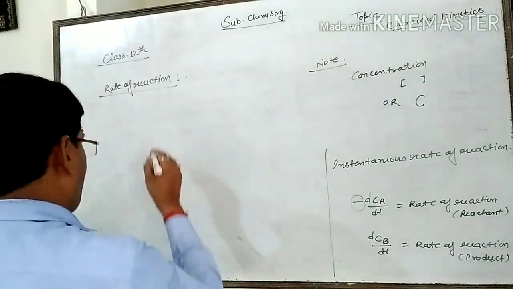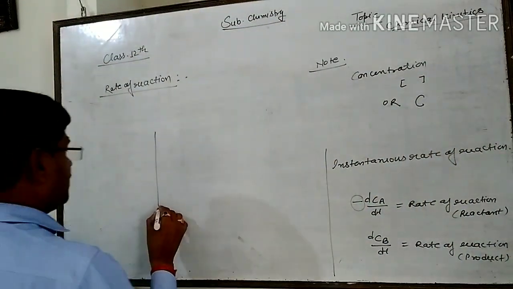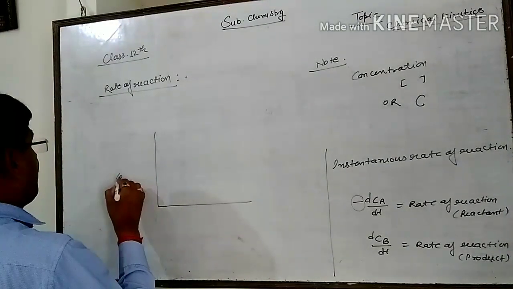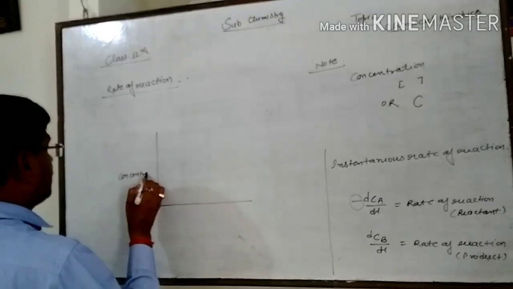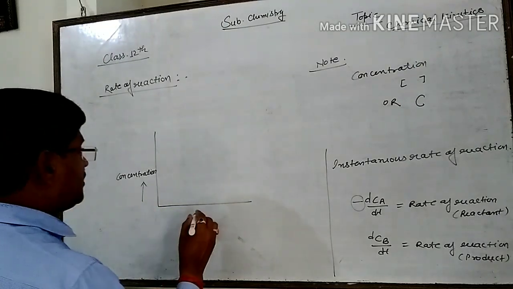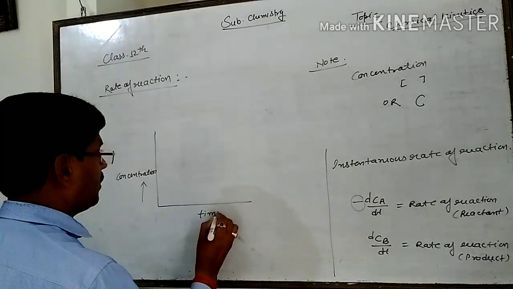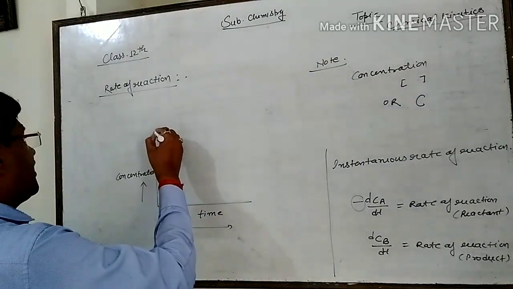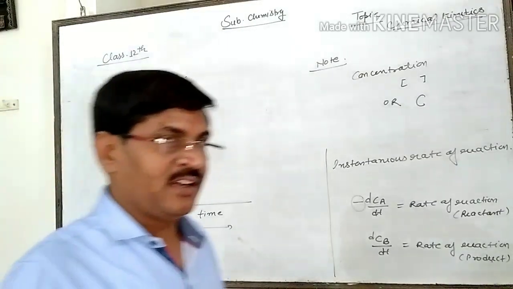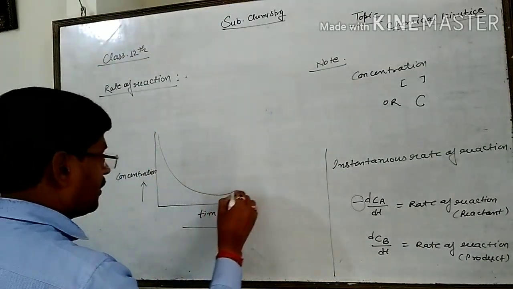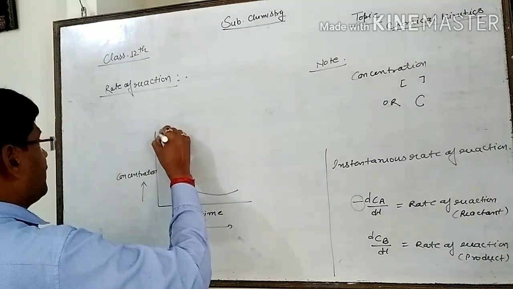In the graph, suppose that there are two axes. Here concentration over this axis, and here this is the time. Then for the reactant, initially the concentration is very high, but as you move over this axis, time is going on, it means time increases. So the graph you will get is like this. This is for the reactant.